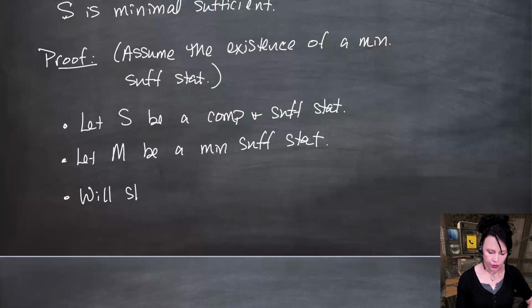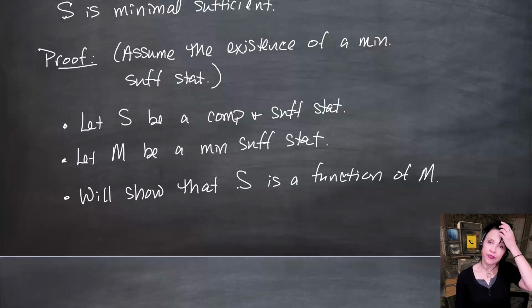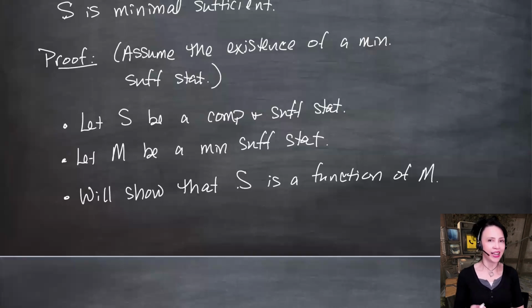I will show that S is a function of M. Now, M is minimal sufficient, so M is a function of every other sufficient statistic, but S is a function of M, which is a function of every other possible sufficient statistic, which means S is minimal sufficient.